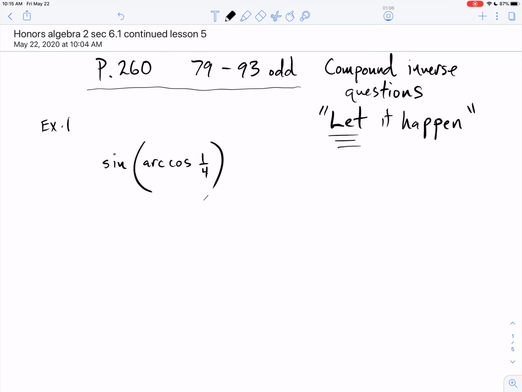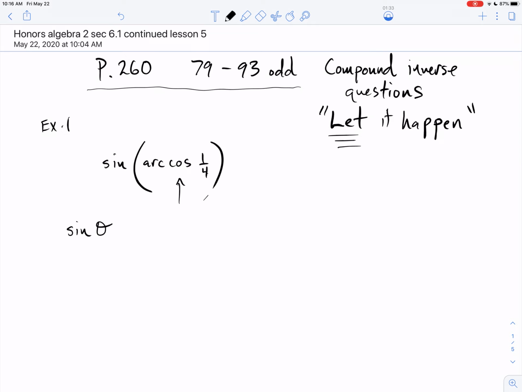But this is the part that I'm going to let happen. See, I know how to take the sine of something. I can take the sine of an angle if they gave me an angle. But they didn't. They gave me arc cosine 1/4. Well, they did give me an angle, but it's written in cosine inverse form.